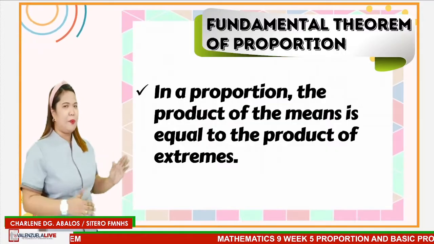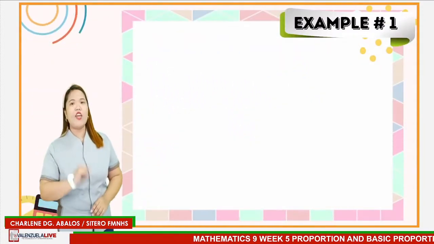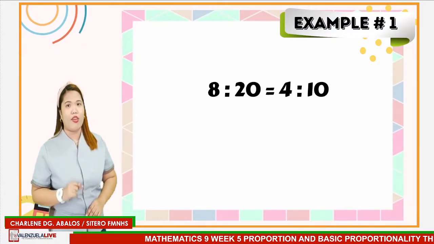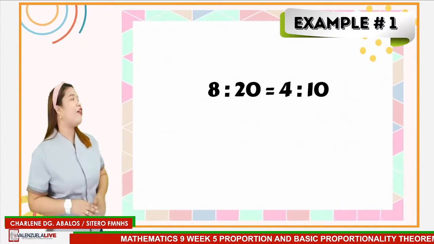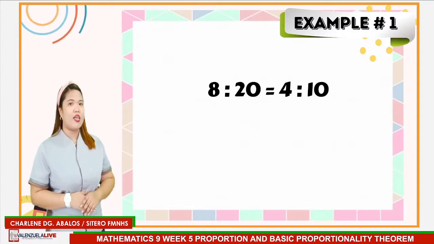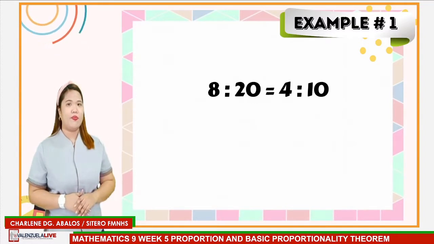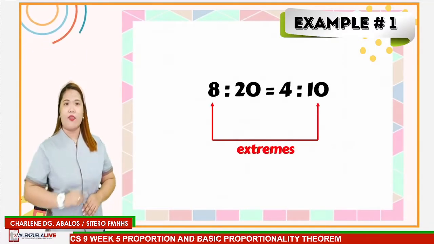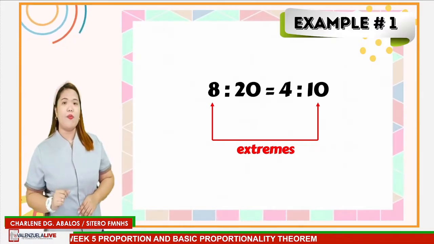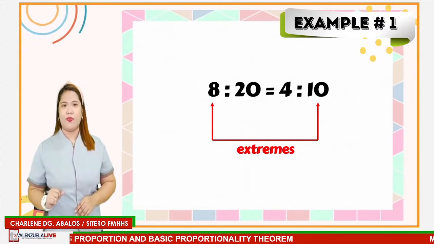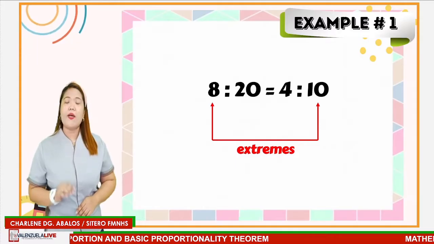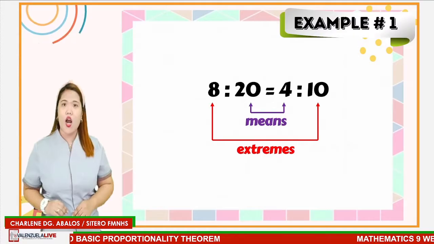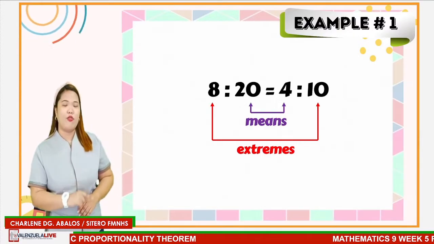Let's have these examples. For the given proportion, let's determine the product of the means and the product of extremes. We have 8 is to 20 as 4 is to 10. Here, the extremes are 8 and 10, or simply the first term and the last term. On the other hand, the means are the second term and the third term, which are 20 and 4.